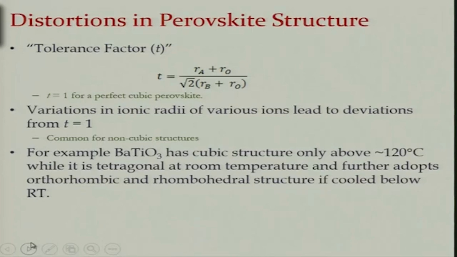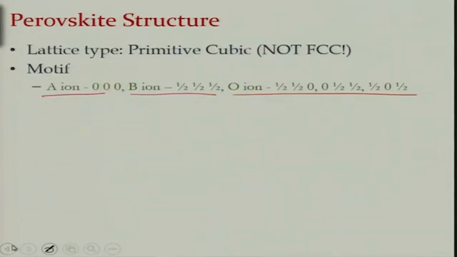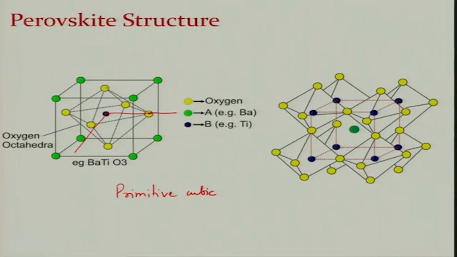One of the important things that we need to know about the perovskite structure is the tolerance factor. The tolerance factor is basically the sum of the radius of the A ion plus the oxygen ion, divided by root 2 times the sum of the B cation radius and the oxygen radius. You can see that very clearly, this is very simple to derive. You can see that this is 2RO plus 2RB, right. And if it was a cube, what would this be?